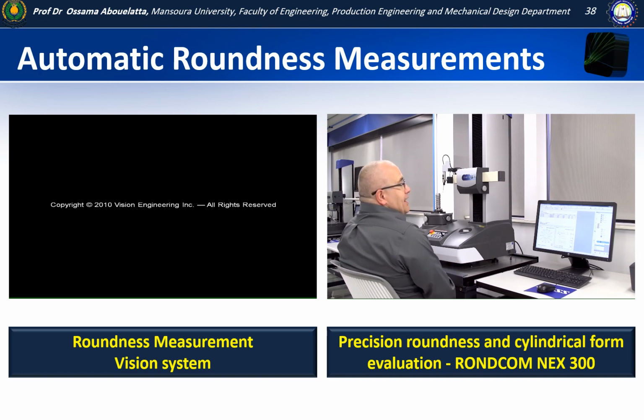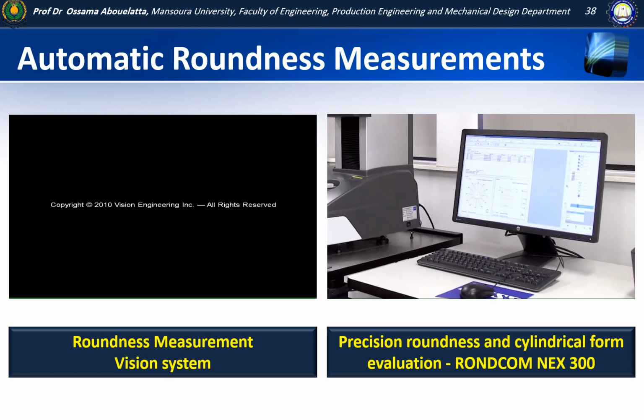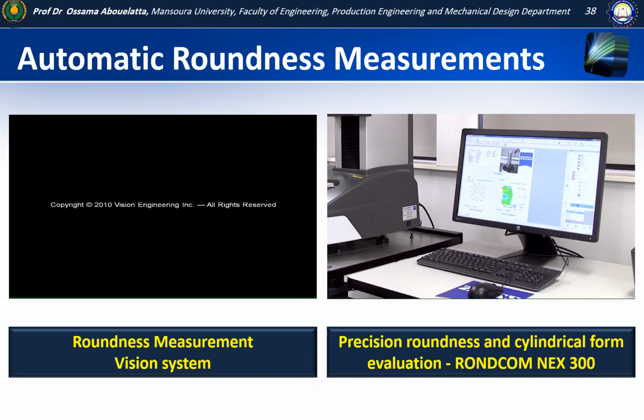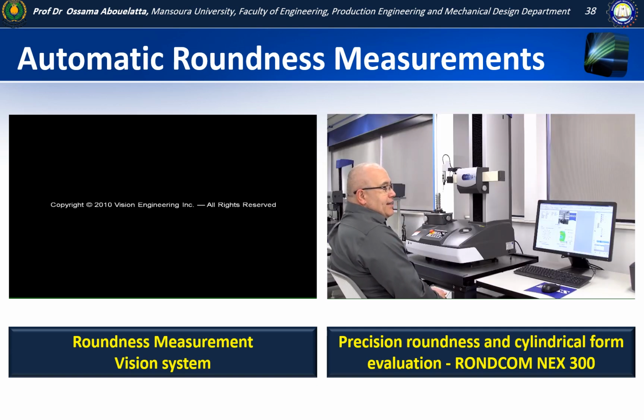So once the data is taken, it is easy to add or take away from your report and have the information that you need. Again, if you're looking for a modular system, the Roundcom Next RS300 with a full CNC head is a great solution for multi-directional cylindrical measurements.